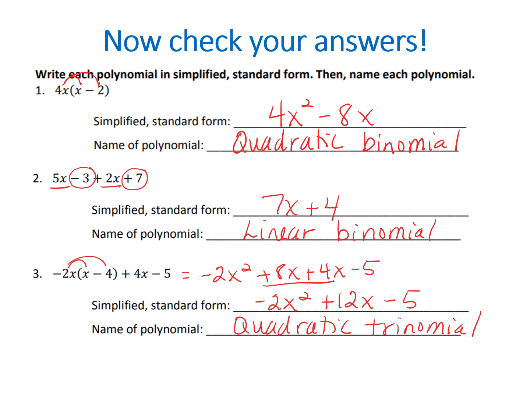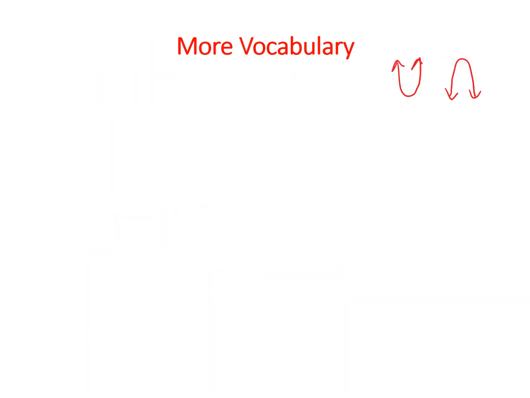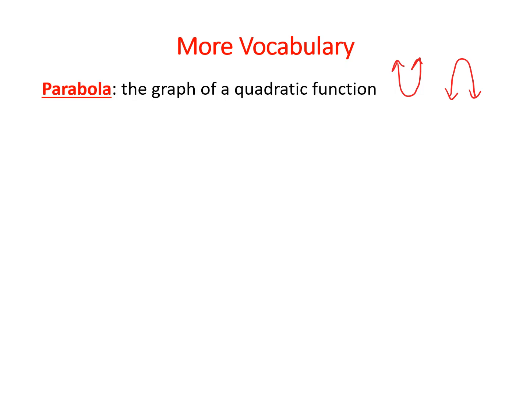All right, moving on. So we've got some more vocabulary here. I know there's some random pictures there. Those are what are called parabolas. That is what the graph of a quadratic function looks like. Reminder, a quadratic function means you have a degree 2 term in the polynomial. So notice that kind of looks like a U shape. It can either open up or it can open down.